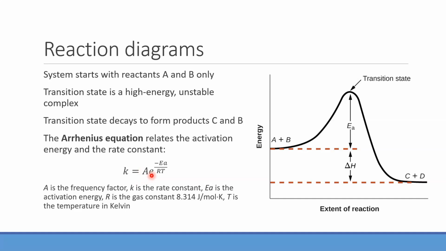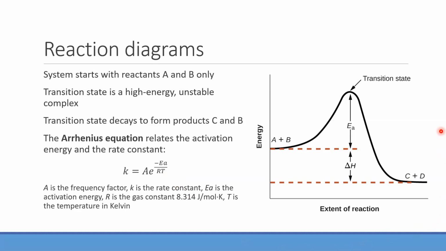This is the number e. And this E sub A is our energy of activation. So this right here is equal to the difference in energy from the transition state and our reactants. R is the gas constant in joules per mole Kelvin, and T is the temperature in Kelvin.